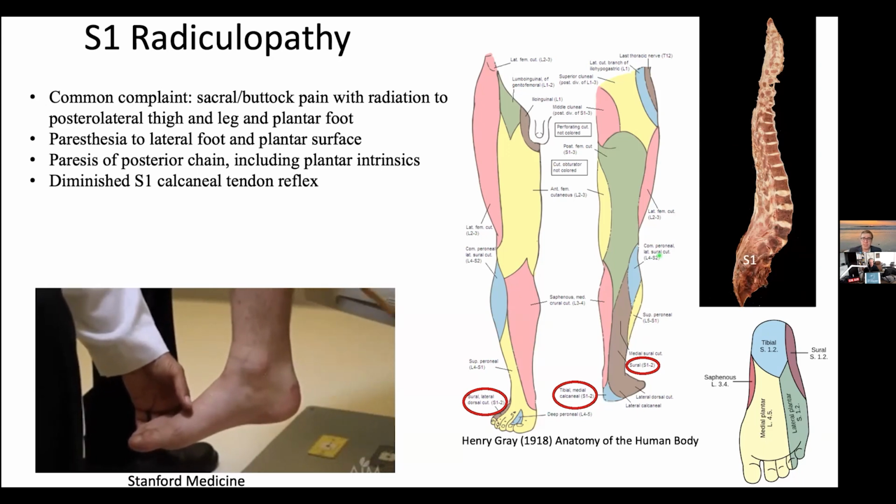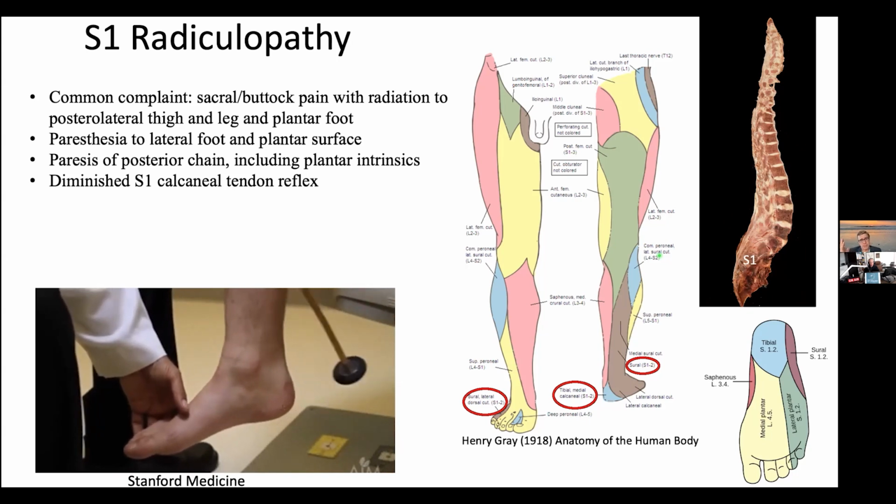That S1 deep tendon reflex measured at the Achilles tendon will be diminished. So that calcaneal tendon reflex that we see in the GIF there is something to look for. But this could also easily be confused for a tibial neuropathy, right? So to differentiate there, it's important to look for paresis proximal to the knee.